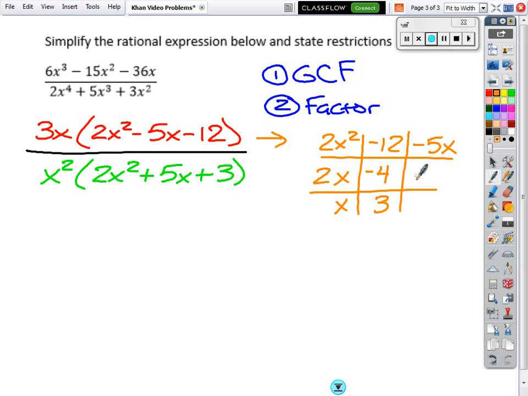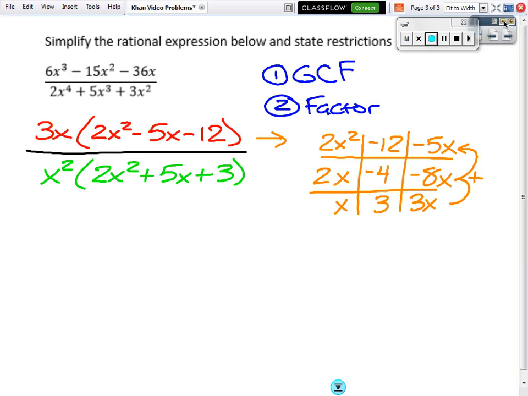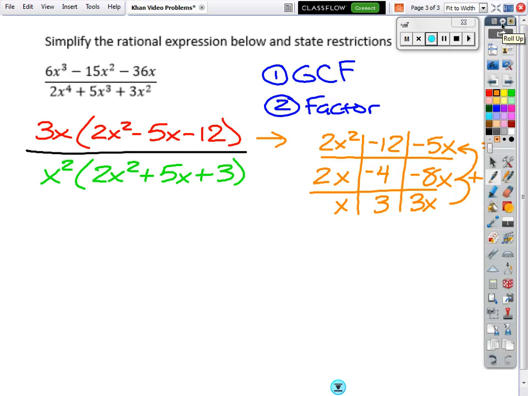So now comes the point where I need to multiply across. x times 3 is 3x. Multiply across, 2x times negative 4 is negative 8x. And then I check to make sure these two terms combine, meaning add, to equal negative 5x, which in this case they do. 3x minus 8x is negative 5x. So I have now discovered my factors.